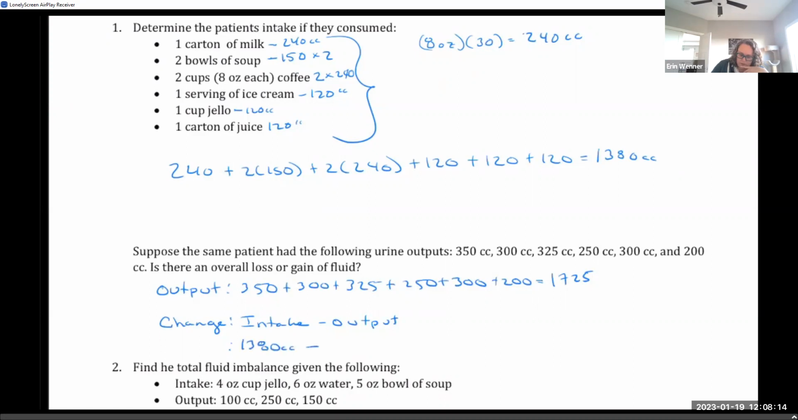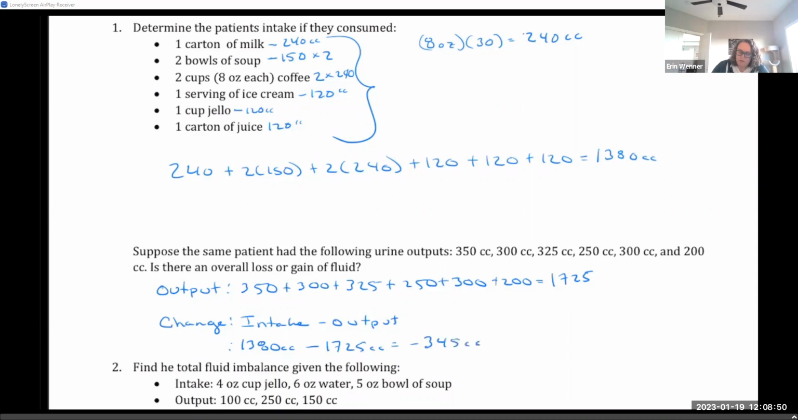Their output is 1,725 cc's. Therefore, we have a difference of, what is this, a negative 3, what do we got? I don't have the answer to that one written down, so I don't have it in front of me. 345? 345? Okay.